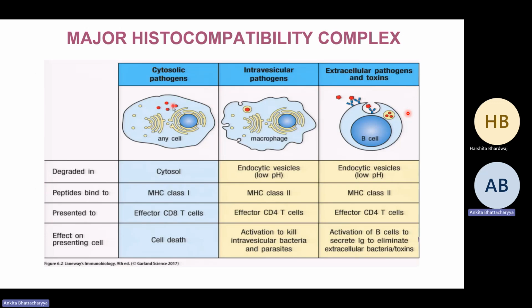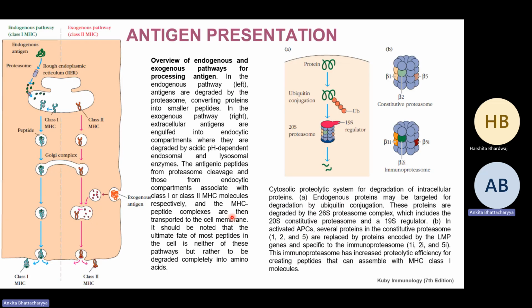Then we made a comparison of the role of these components with respect to the type of pathogen that is coming in. So depending on whether it is a cytosolic pathogen, an intravesicular pathogen, or an extracellular pathogen, and whether toxins are involved or not, the type of cell and the type of response can vary. So you can see either an effector CD8 plus T cell or an effector CD4 plus T cell, and the type of response in each case can be distinct from each other.